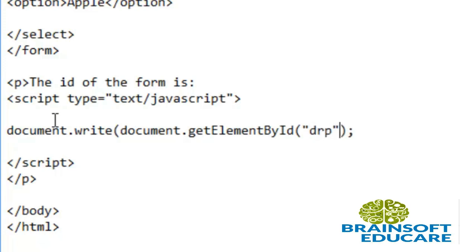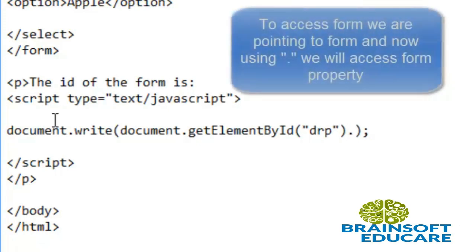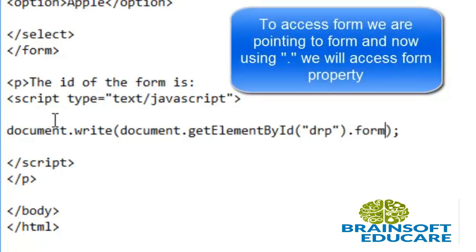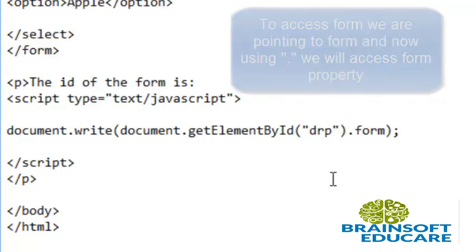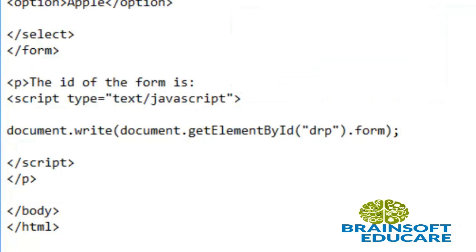DRP dot form. So particular dropdown which is here DRP. What is the form of DRP? Means dropdown. To access that form, dot form is used.